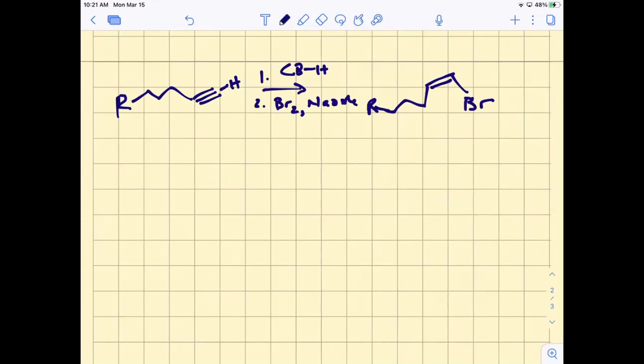So the mechanism. Let's talk about the mechanism of the reaction, and the first step, obviously, when you add catechol borane, right? You're going to generate a vinyl.